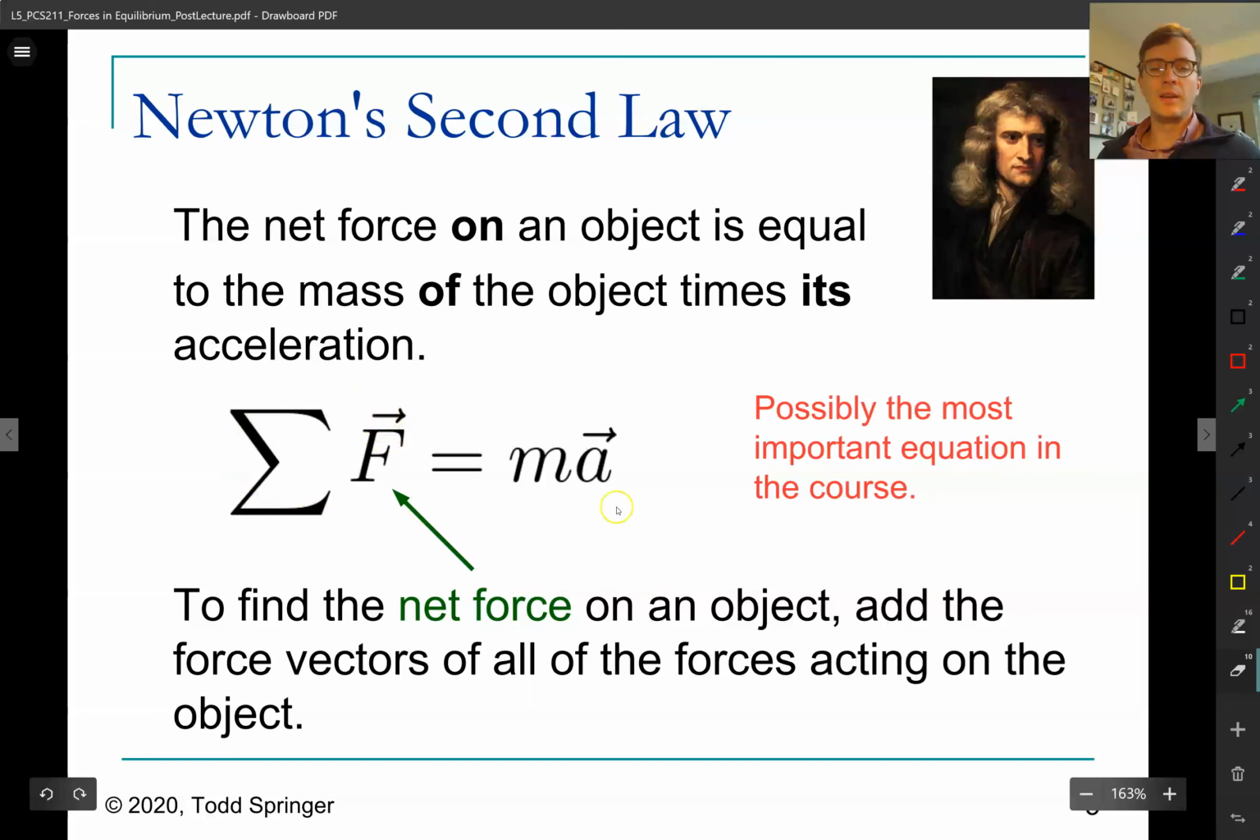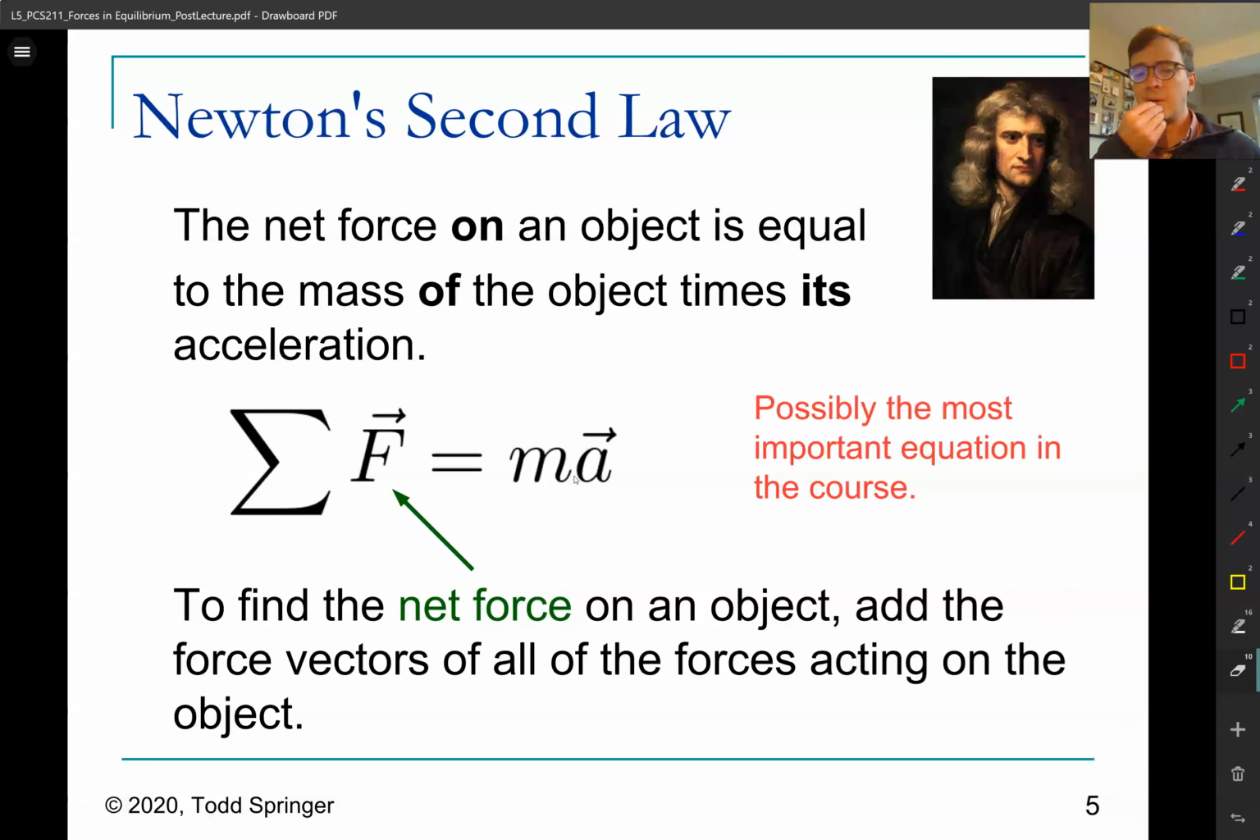When I do that, add up all the forces on the object, it's going to be equal to the mass of the object times its acceleration. Okay, and maybe we haven't talked about what acceleration is, but we will a bit later. So I'm just putting this here at least for your reference. So the net force on an object is equal to its mass times its acceleration.